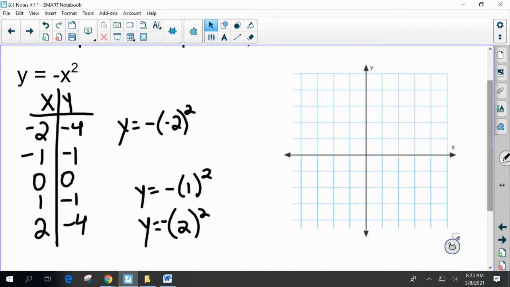Okay, so we're gonna graph this. So -2, -4, you're gonna go left and then down. And then you're gonna go left and down again for -1, -1. And then for 1, -1, you're gonna go right and down. Okay, so again, this is nonlinear because this did not make a straight line.